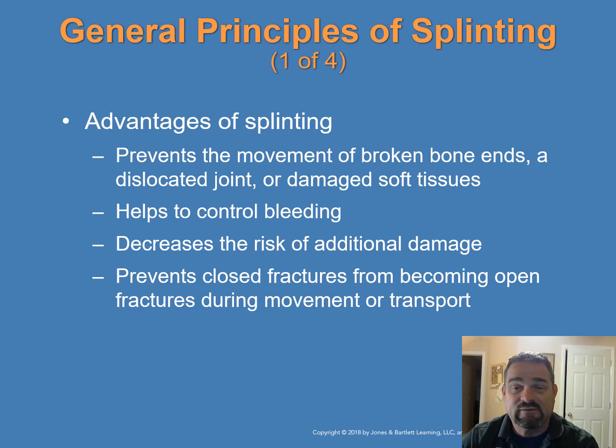Splinting does prevent the movement of broken bone ends or a dislocated joint or a damaged soft tissue. Thereby, it also reduces pain. Splinting helps to control bleeding and decreases the risk of additional damage. Splinting also prevents closed fractures from becoming open fractures during movement during transport.